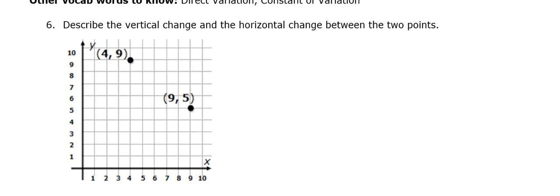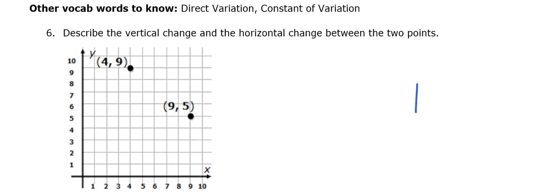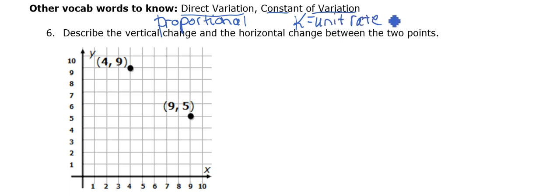Other vocab words to know are direct variation and constant of variation. So remember, direct variation is another name for a proportional relationship. And constant of variation is the name for k, or unit rate. It's my slope in a proportional relationship.